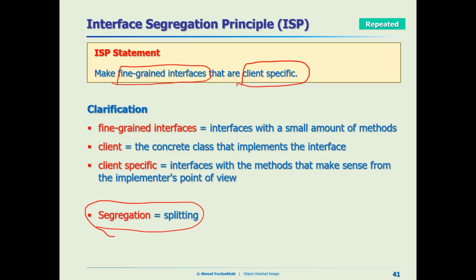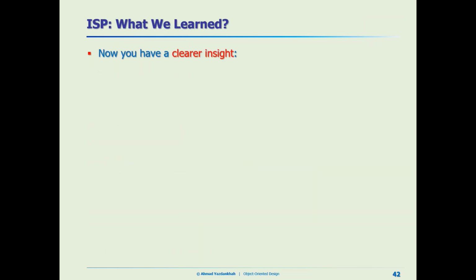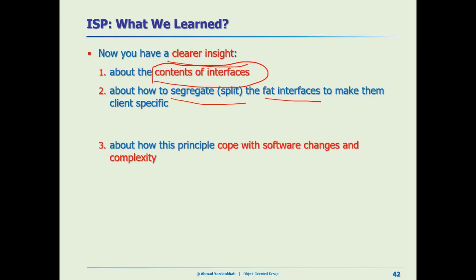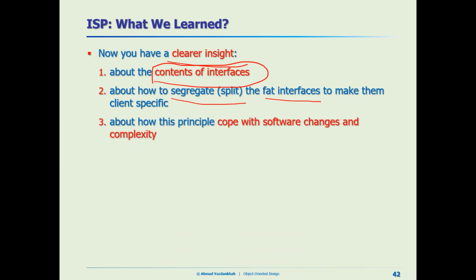So what we learned here: now we have a clearer insight about the contents of the interface. This is our new knowledge. The contents of the interface are very important. And also, with a simple example, we learned how we can segregate or split a fat interface into smaller ones. And also, we learned how, with this principle, we can design software that copes with change and complexity.